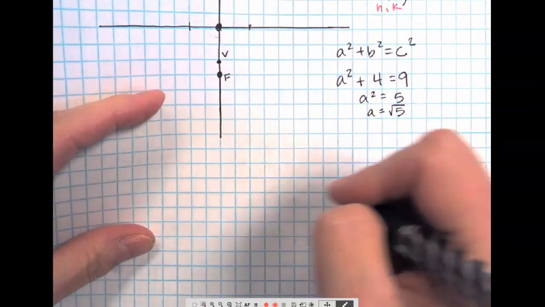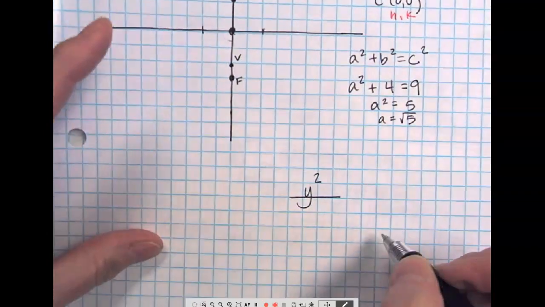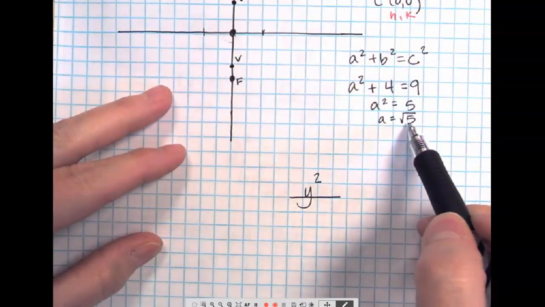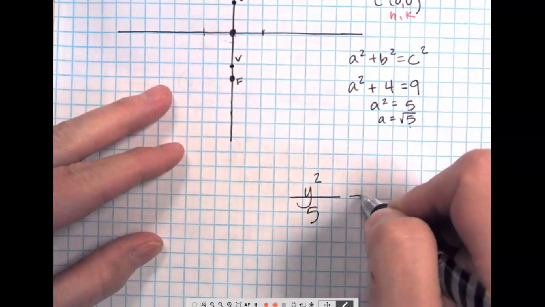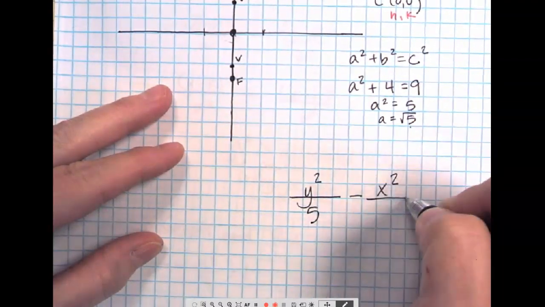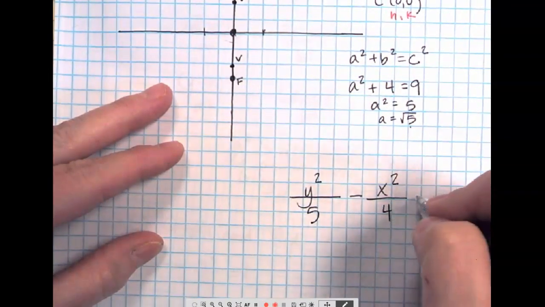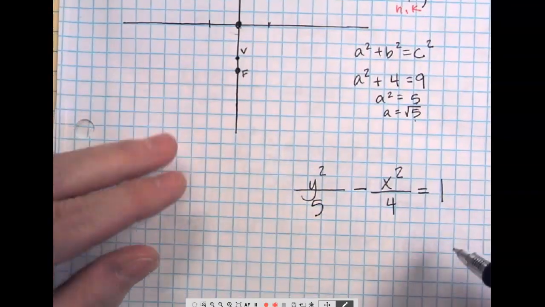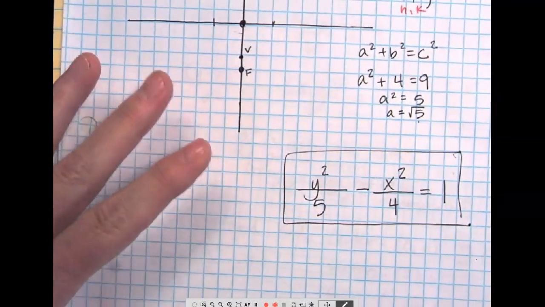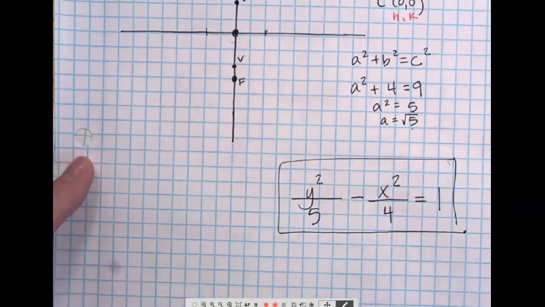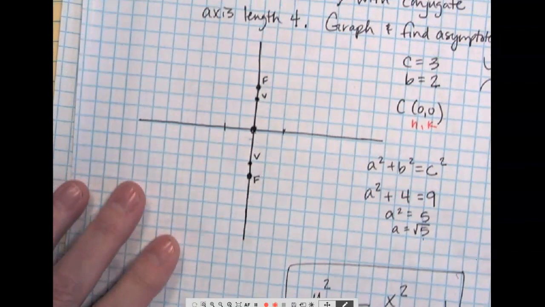Okay, so this equation will be y squared over, what was my A? Square root of 5, but A squared is 5, minus x squared over B squared, which is 4, equals 1. So that's the equation. Any questions on the equation? Okay, let's go back and sketch the graph.